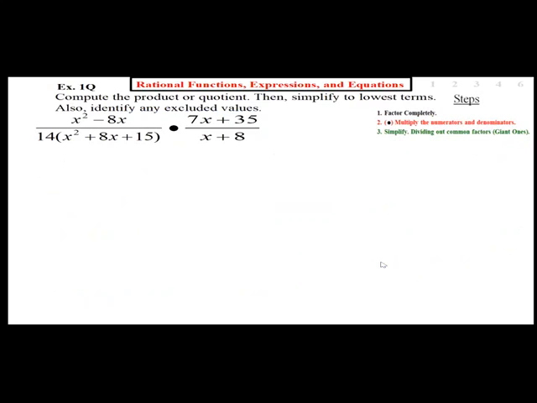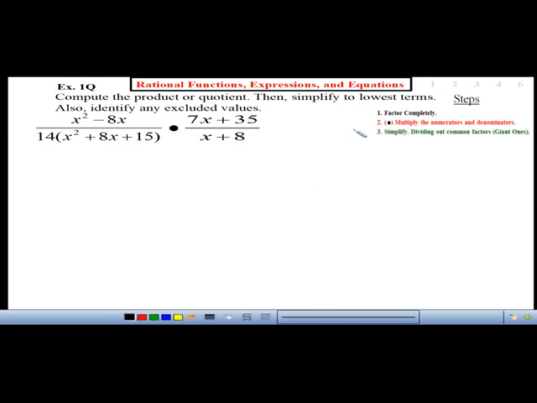Example 1Q reads x squared minus 8x over 14 times x squared plus 8x plus 15, and then that fraction times 7x plus 35 over x plus 8. All right, I'll give you a head start for you to do the first step and then wait for me just to make sure that you got the correct factoring completely for each fraction, and then we'll move on. I'll give you some time, 20 seconds, go.